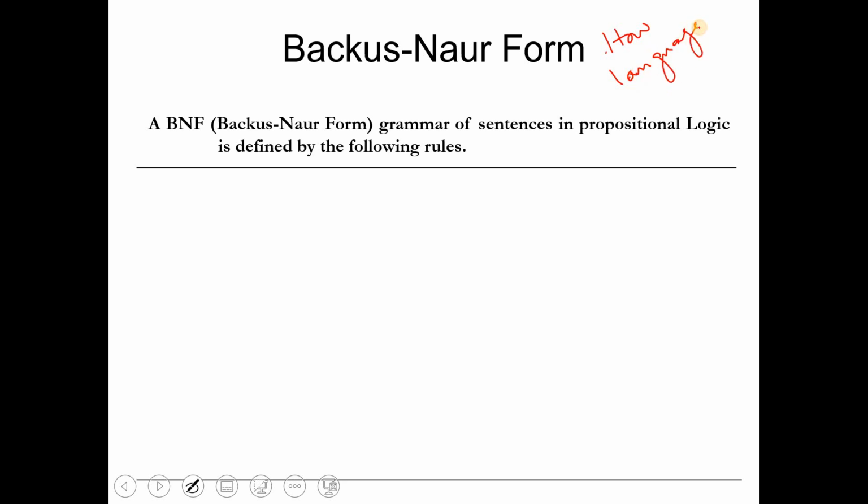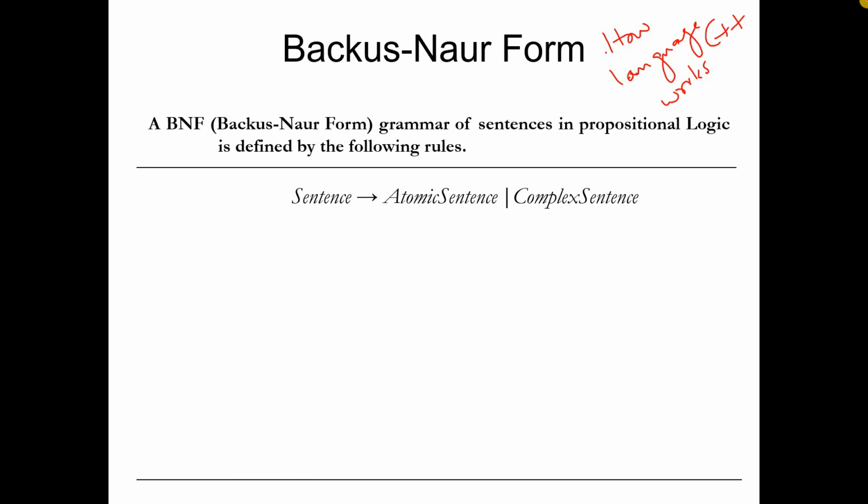So let's say you have a programming language, C++. How the constructs in the language, the if statement or for statement, how they will work, what the rules are, what variables you can use in this language, all are defined using Backus-Naur form. So it is the grammar of sentences in any language, not only the propositional language. In this language, we define the rules.